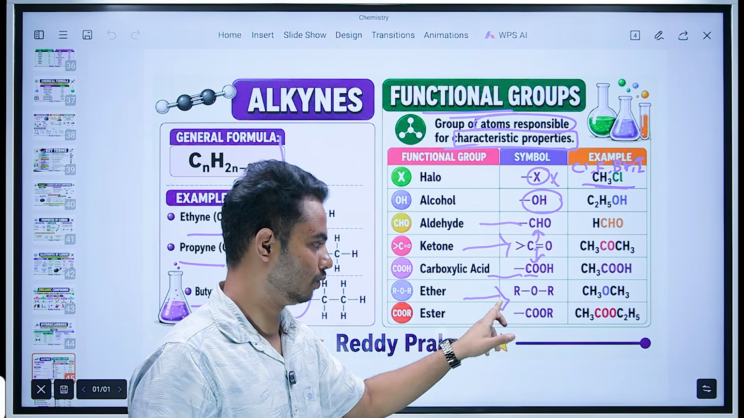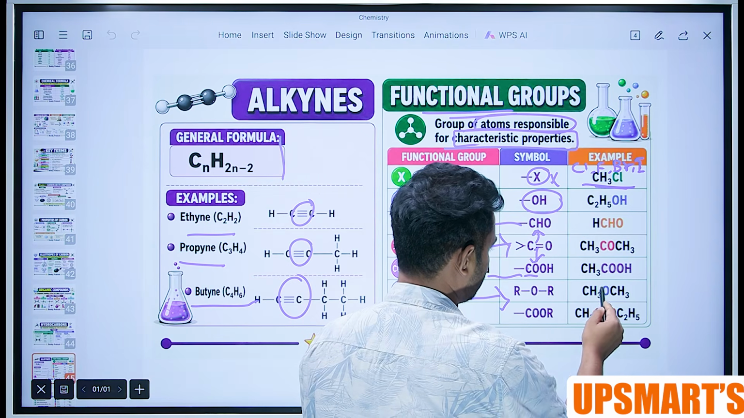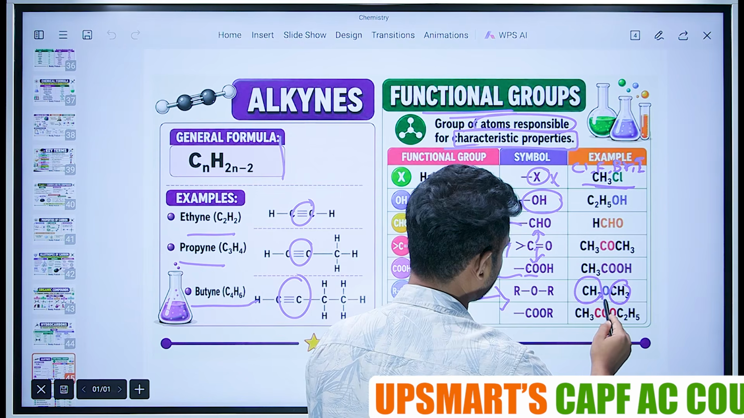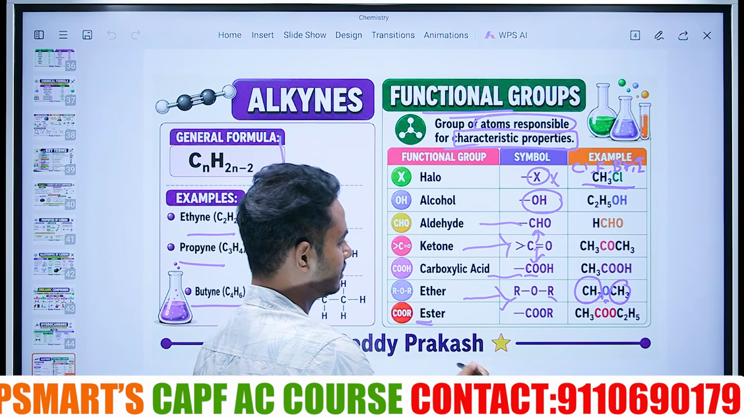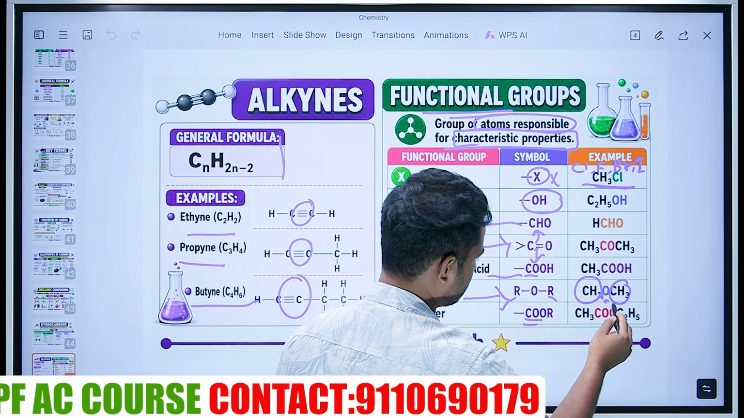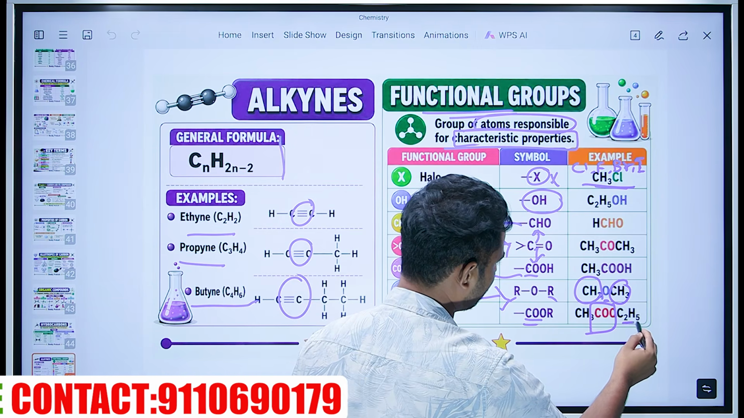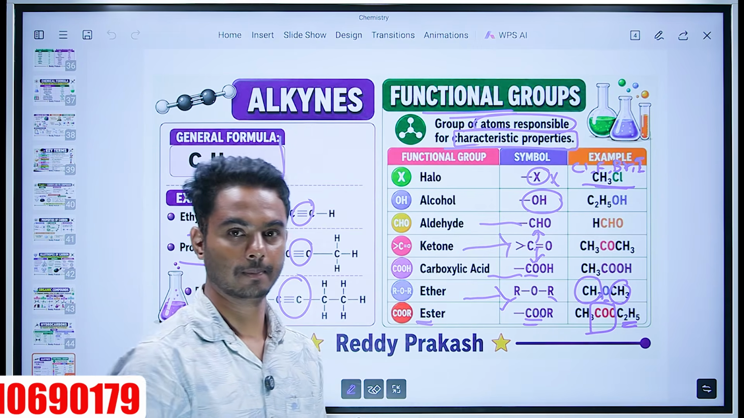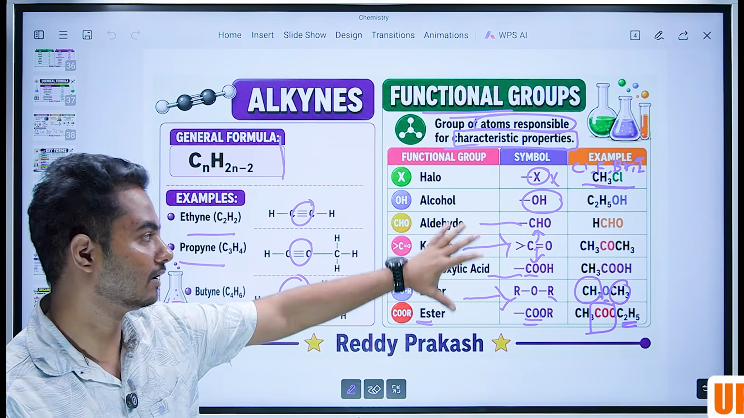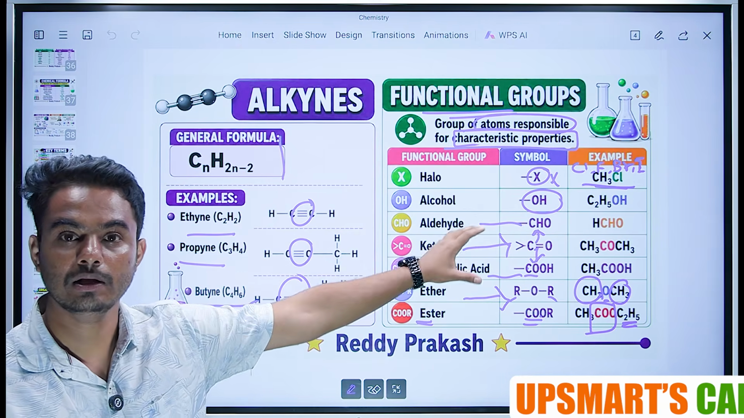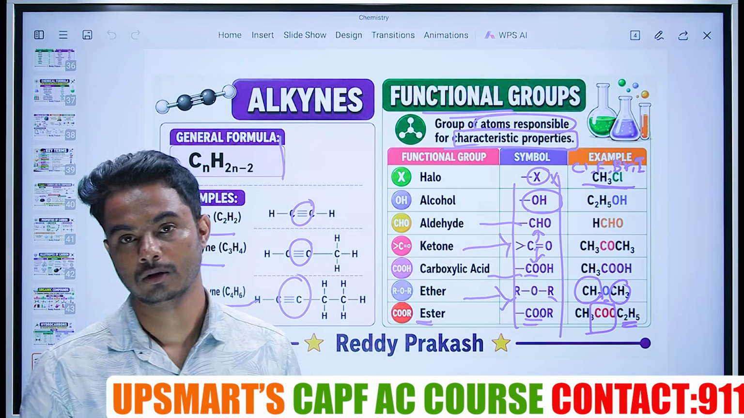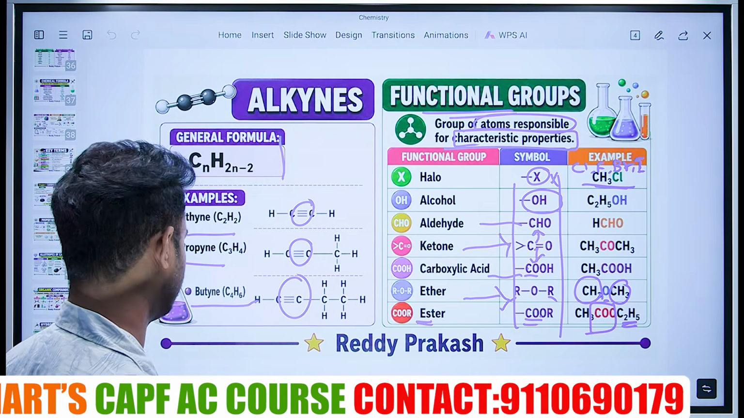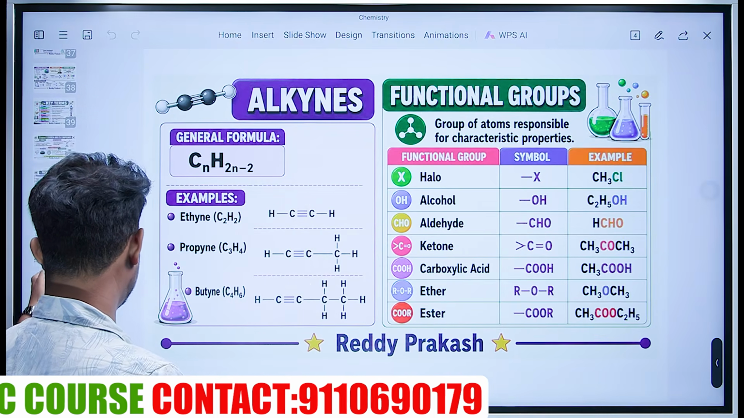Ether is ROR, means hydrocarbon connected with R. Ester is COOR, COO connected with the hydrocarbon. R means hydrocarbon. These functional group names, you have to be sure of. You have to get a hold of functional group names. You have to remember that.